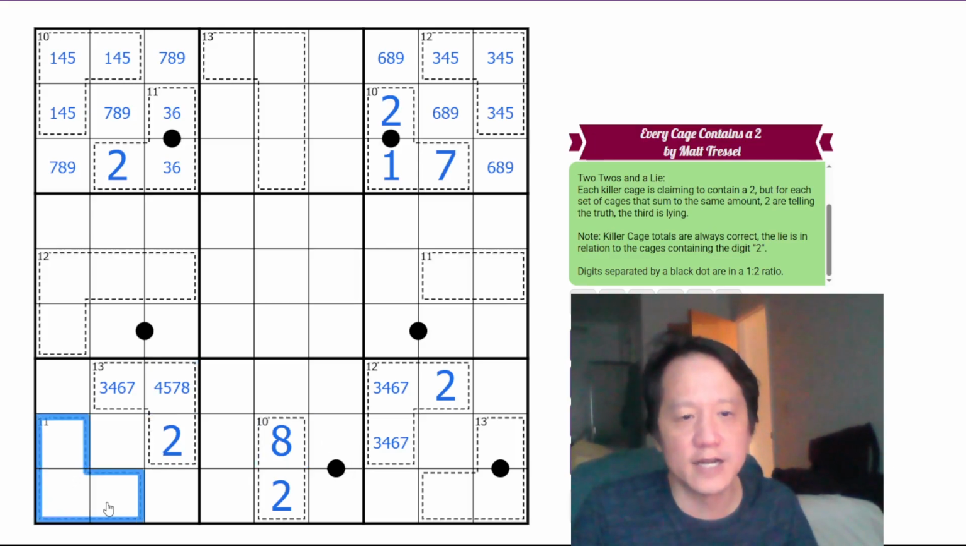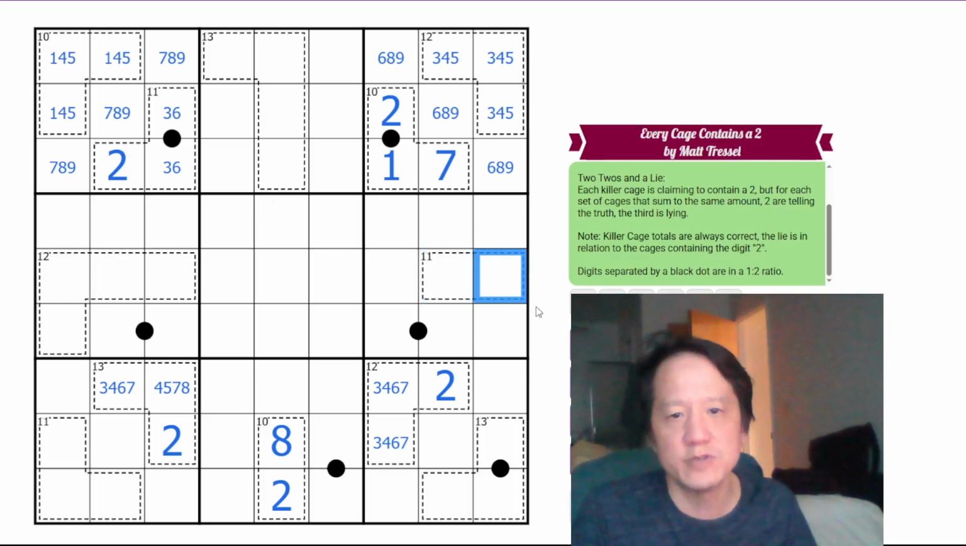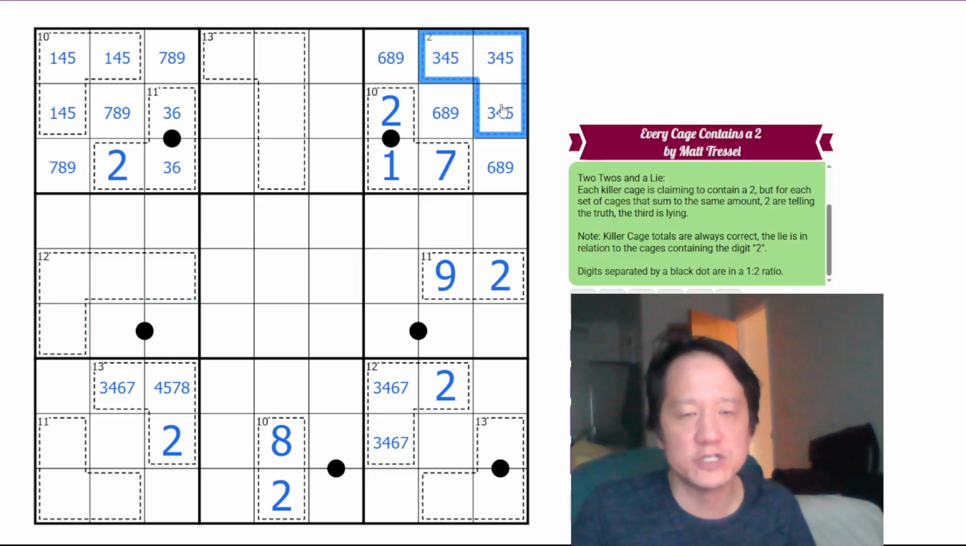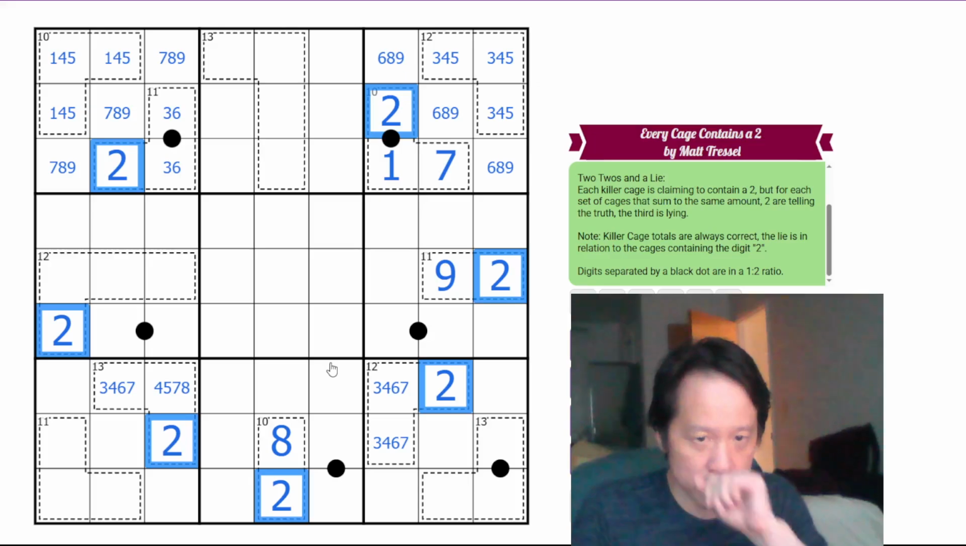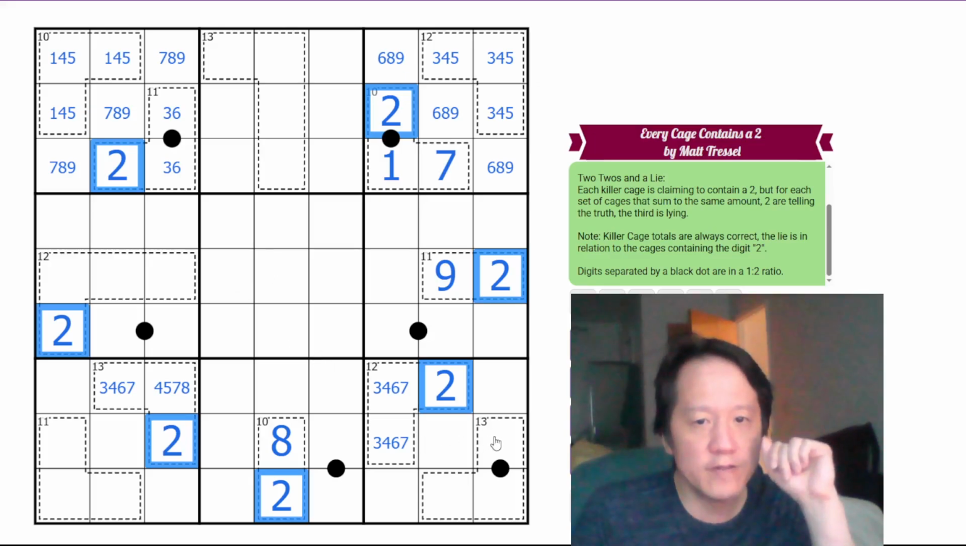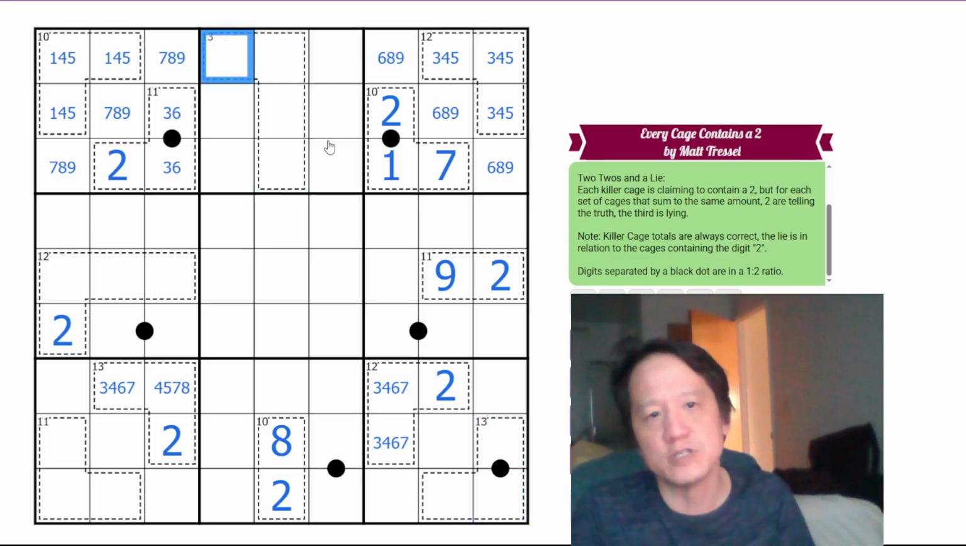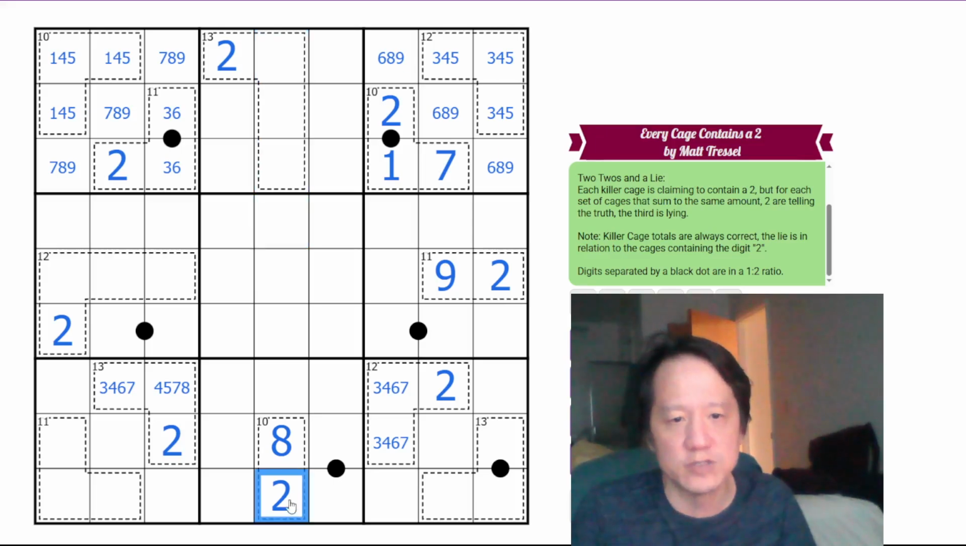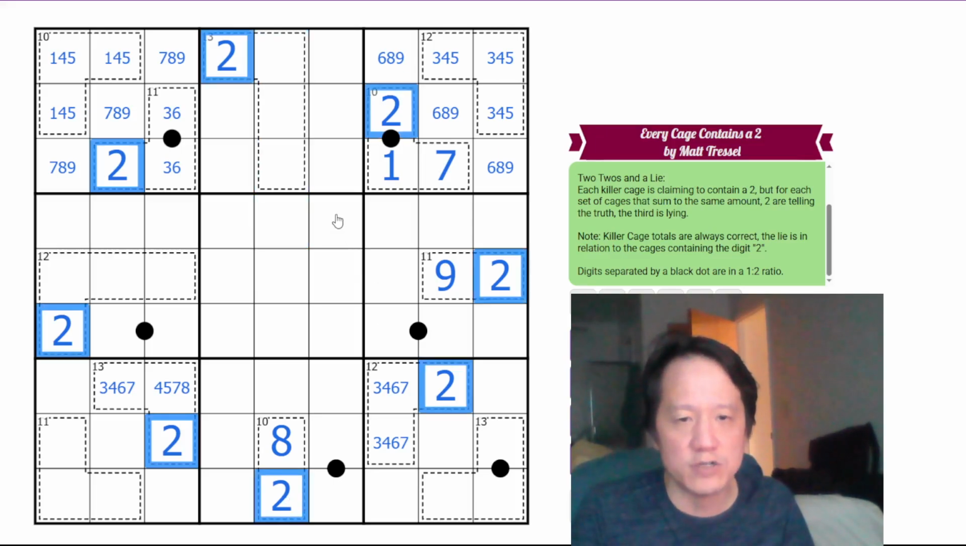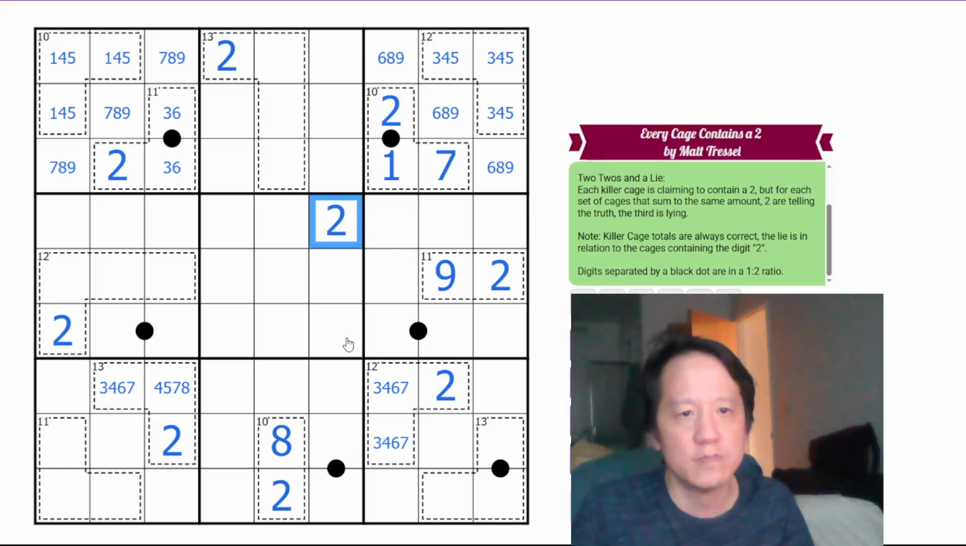This 11 cannot contain a 2 because we already have a 2 in the box. So the other 11s must contain 2s. So this must be 2 and 9. This 12 contains a 2 because we already have a 12 cage which does not have a 2. So this must be a 2 here. And this 13 cage cannot contain a 2, so this 13 cage must contain a 2. So this must be a 2 here because none of these can be 2. So we have 8 2s. We know where the last 2 has to be. It has to be here.